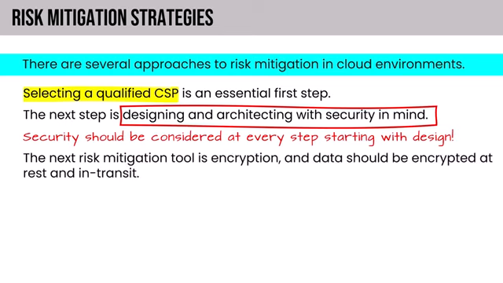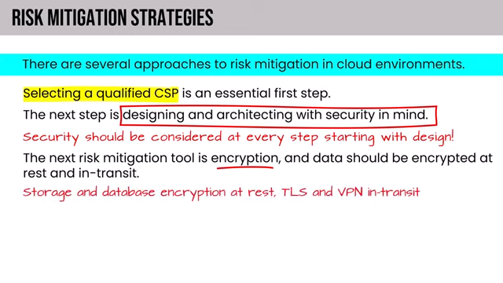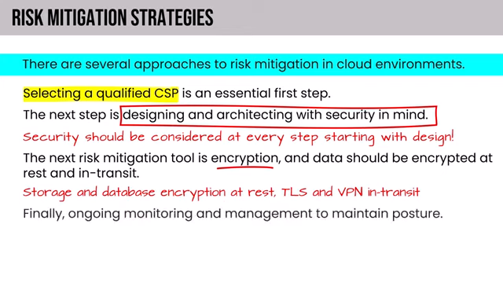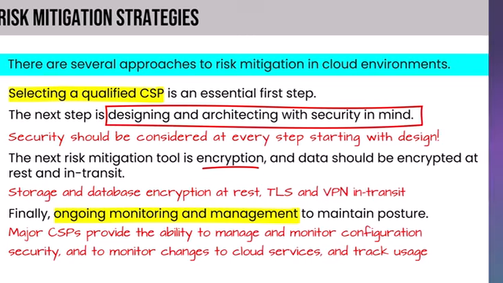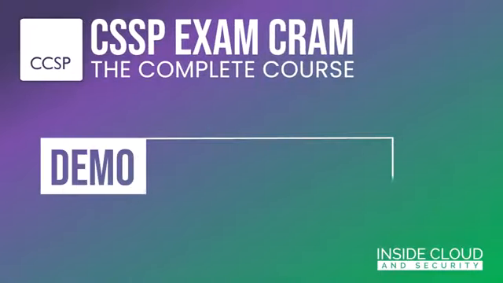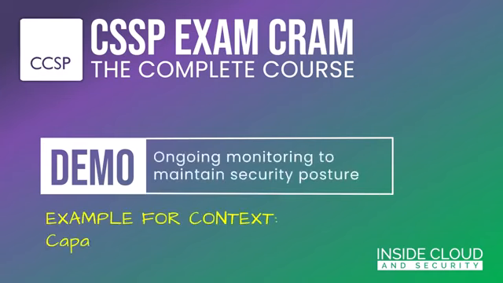The next risk mitigation tool is encryption, and data should be encrypted at rest and in transit. So that means storage and database encryption at rest, TLS and VPN for data in transit. And finally, ongoing monitoring and management to maintain security posture. Major CSPs generally provide tools to manage and monitor configuration security and to monitor changes to cloud services and to track their usage. So let's take a quick look at an example of this in a live cloud environment.